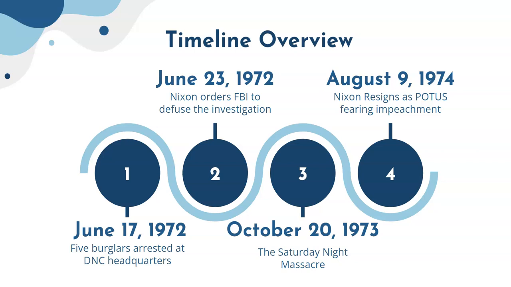Beyond that, October 20th of 1973, the Saturday Night Massacre occurred, in which no one died, but President Nixon ultimately fired Special Prosecutor Archibald Cox and accepted the resignations of Attorney General Elliot Richardson and Deputy Attorney General William Ruckelshaus. After that, on August 9th of 1974, Nixon resigns as President of the United States in the face of impeachment.